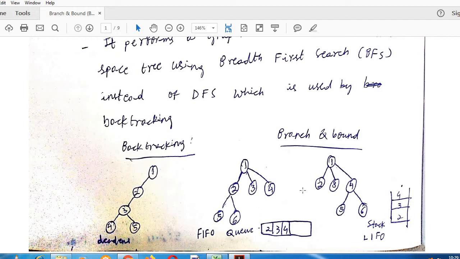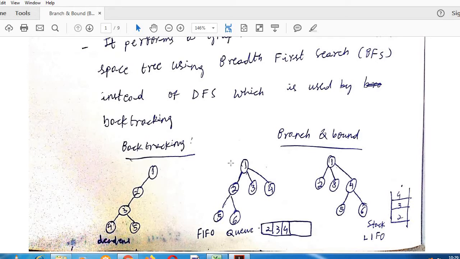There are three types of branch and bound algorithm based on the implementation. The first one is FIFO, the second one is LIFO, and the third one is least cost. Let us look at each of these branch and bound implementations.